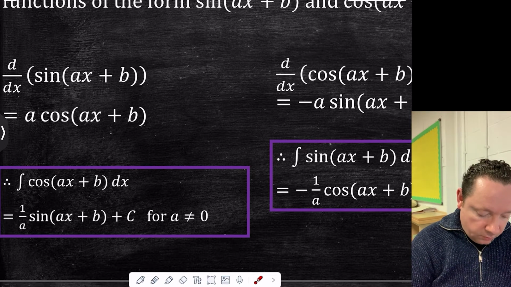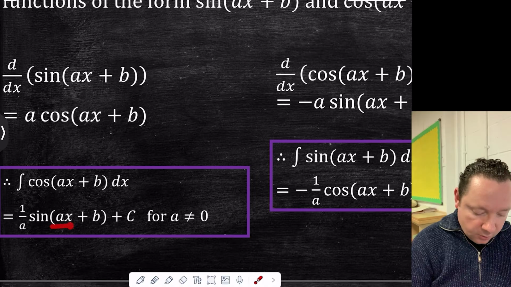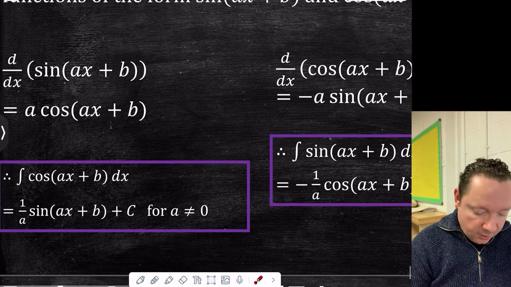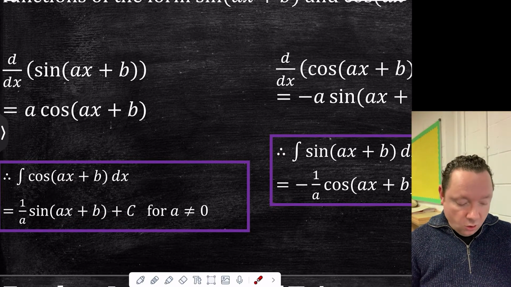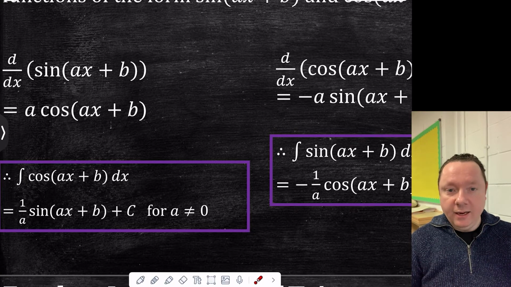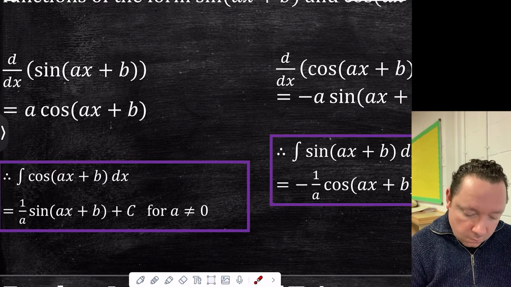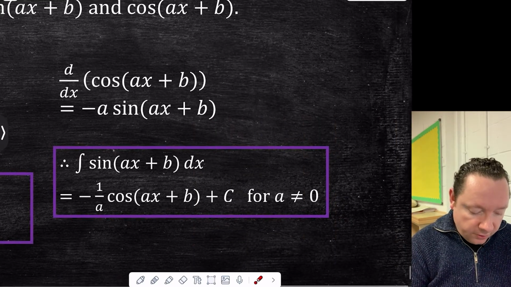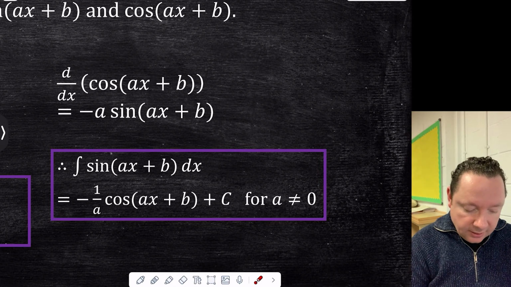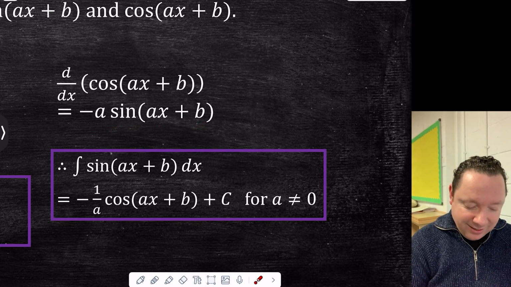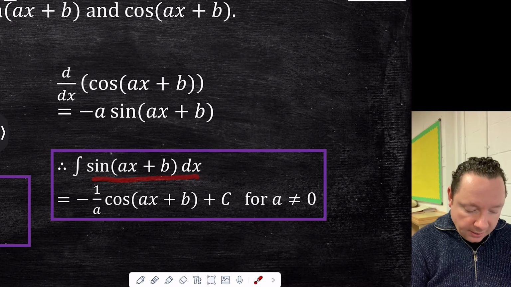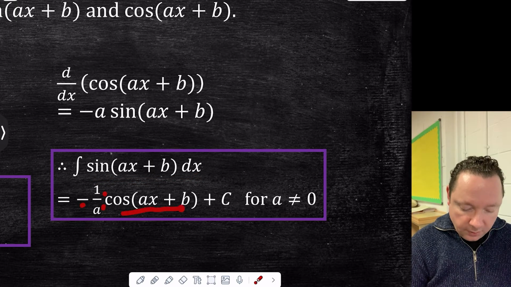We integrate cos, that goes to sine, and instead of timesing by a, we divide by a, so it's 1 over a sine ax plus b plus c. Now in the exam you're told how to integrate cos ax, and it tells you it's 1 over a sine ax. So that plus b doesn't make any difference to you, you just put it in. Similarly for cos, if you differentiate cos ax plus b, you get minus a sine ax plus b, which means if we integrate sine ax plus b, you get minus 1 over a cos ax plus b plus some c.